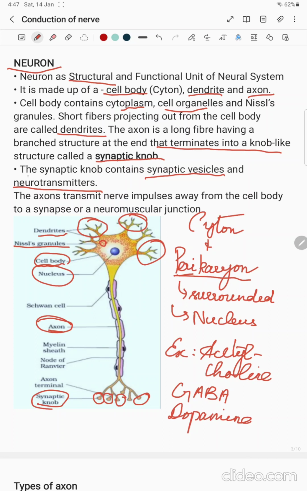Understood? So what does this synaptic knob contain? Synaptic vesicles and neurotransmitters. If we magnify this, it is a bulb-like structure. Inside this there will be many neurotransmitters and synaptic vesicles.